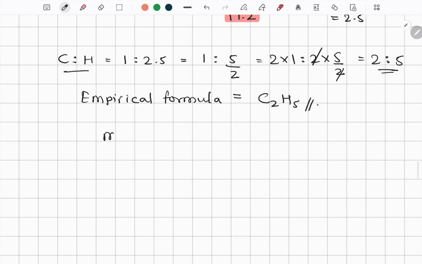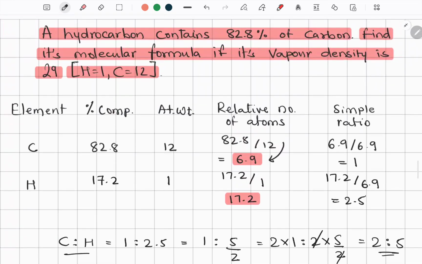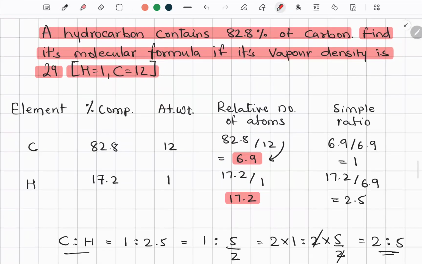As we all know, the molecular formula is equal to n into the empirical formula. And we know the empirical formula, we can substitute it over here, but we do not know the value of n. How can we calculate the value of n? The formula is n equals molecular weight divided by empirical formula weight. Now do we know the molecular weight? No, the molecular weight is not given, but the vapor density is given, which is 29.